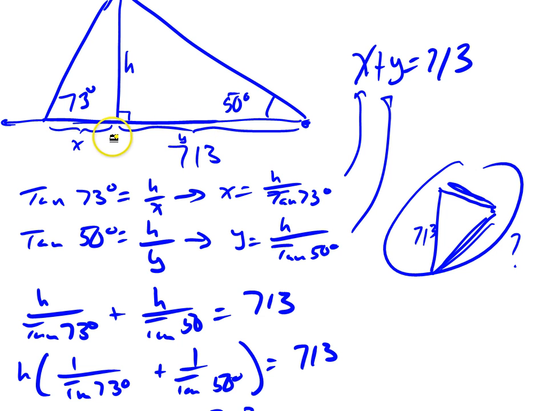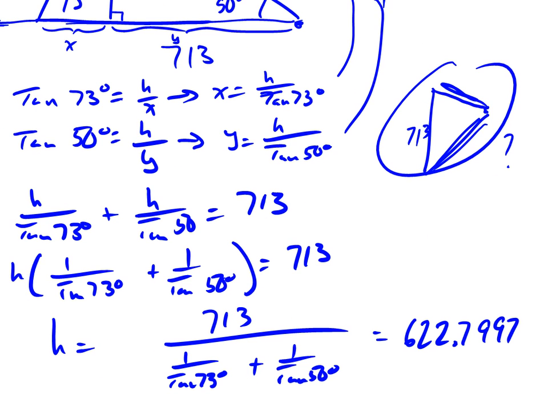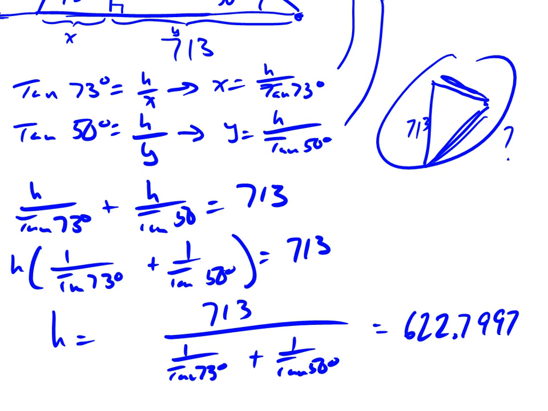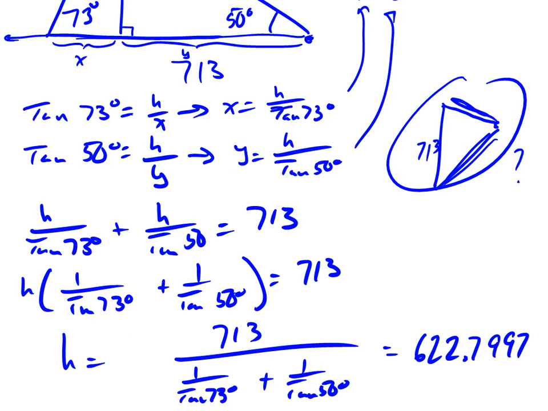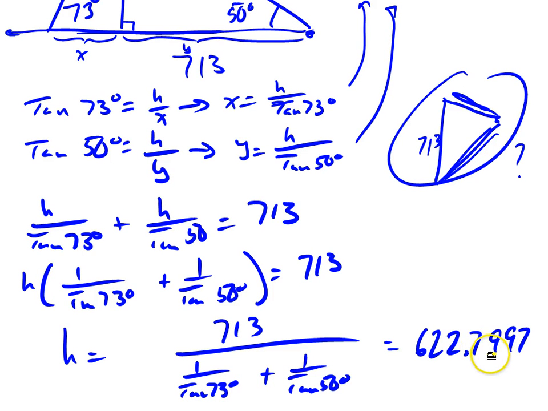But once you have it, anyway, these are the calculations. It's similar to the flagpole on a roof problem. But anyway, 622.8 essentially.